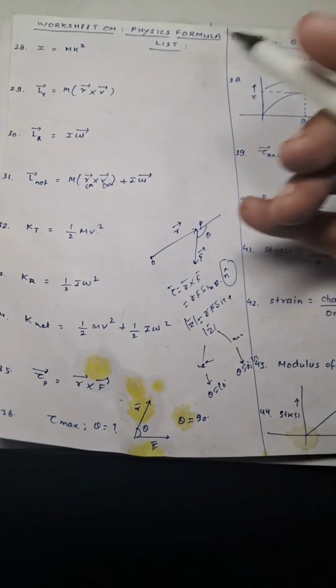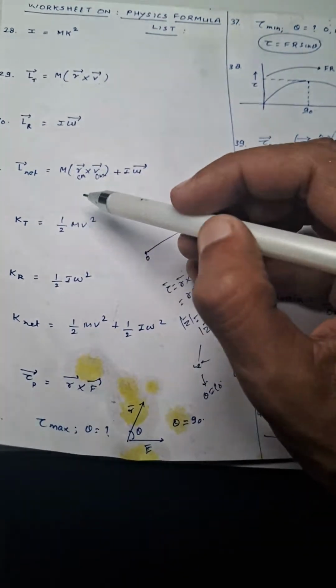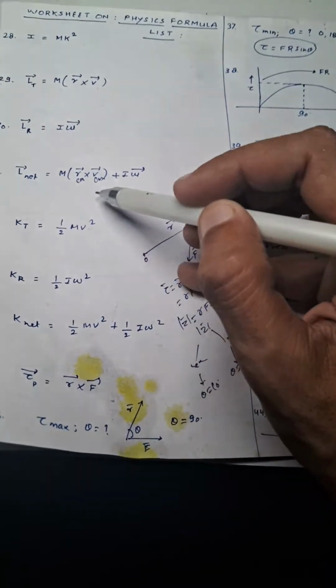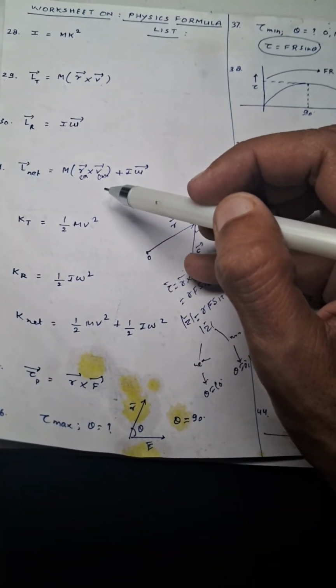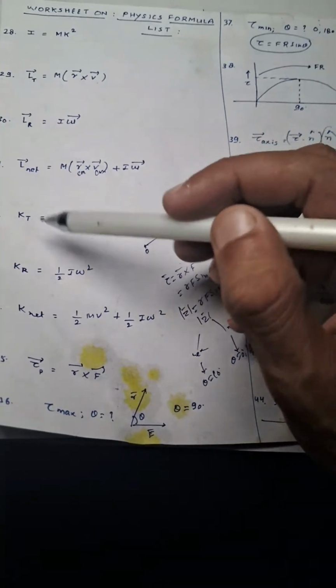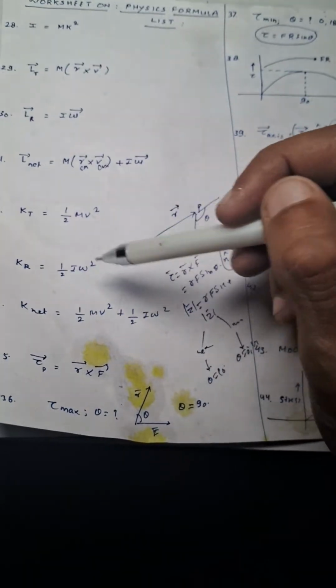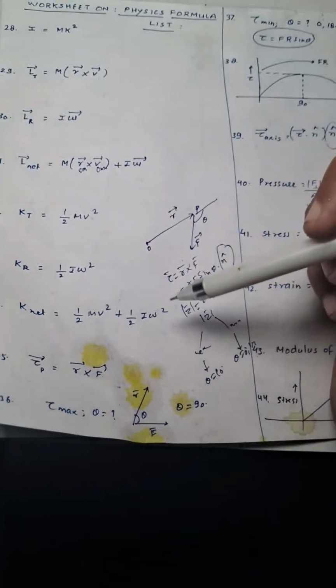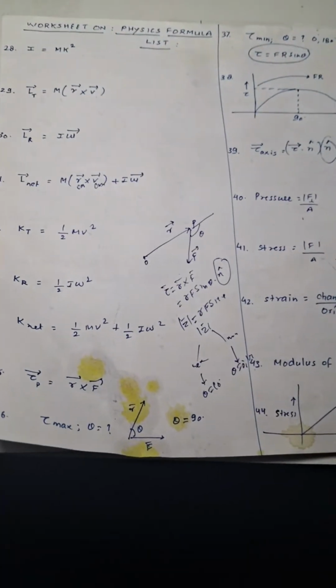And in case of combined motion, we have net angular momentum as I omega plus m r cross vcm. Vcm is the velocity of the center of mass of the system. Then we have kinetic energy as half m v square in pure translational motion. In pure rotational motion, we have kinetic energy as half I omega square, and net kinetic energy as the sum of half m vcm square plus half I omega square.